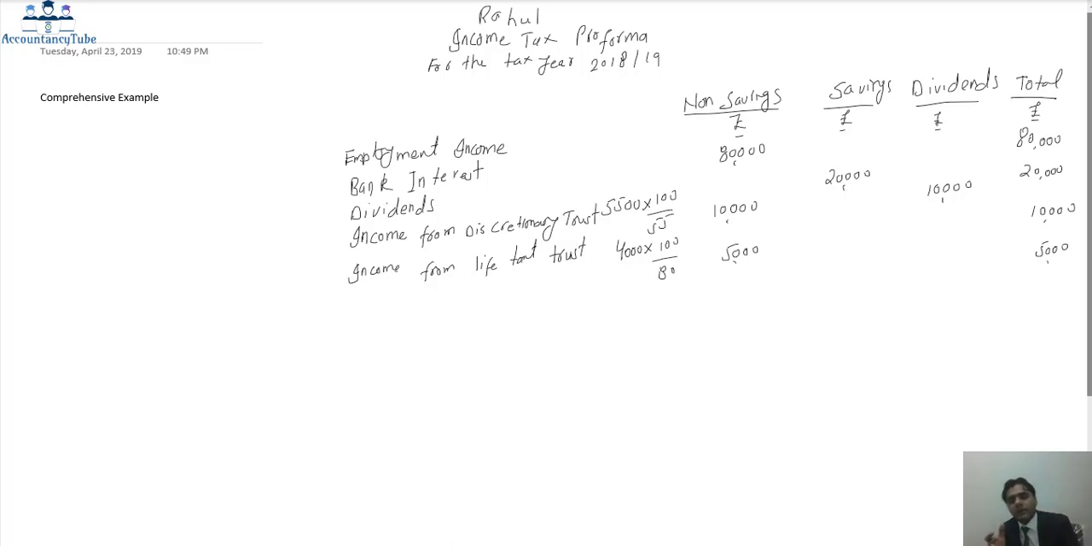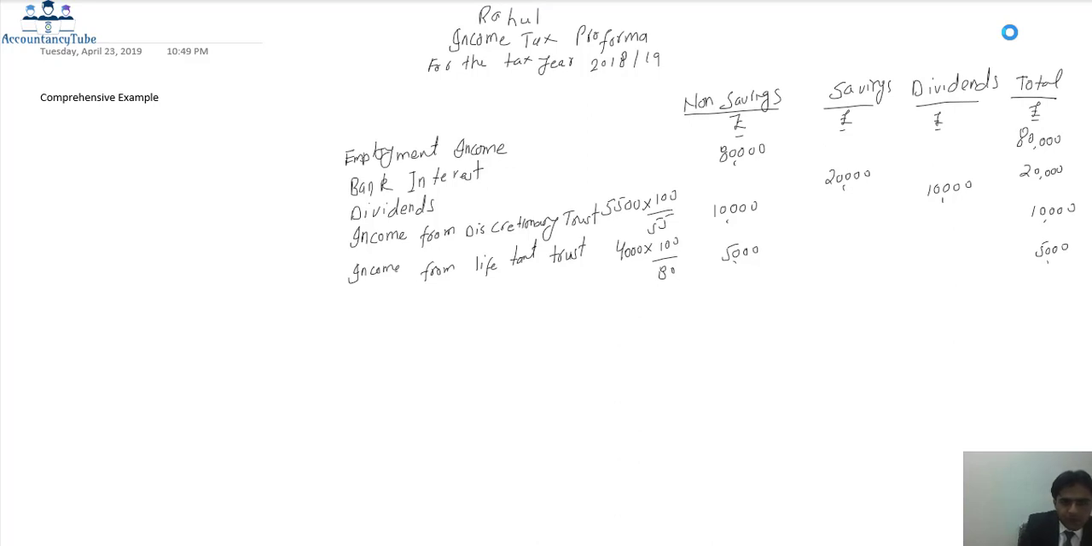As I said in our previous lectures as well, income from discretionary trust is always paid after 45% tax has been deducted, whereas income from the interest in possession trust, which is the life tenant trust, is paid after 20% tax. But it will go into the relevant column where it says in the question. Like in this question, it said that the income is paid out of the non-savings income, so that's why it went into the non-savings column.